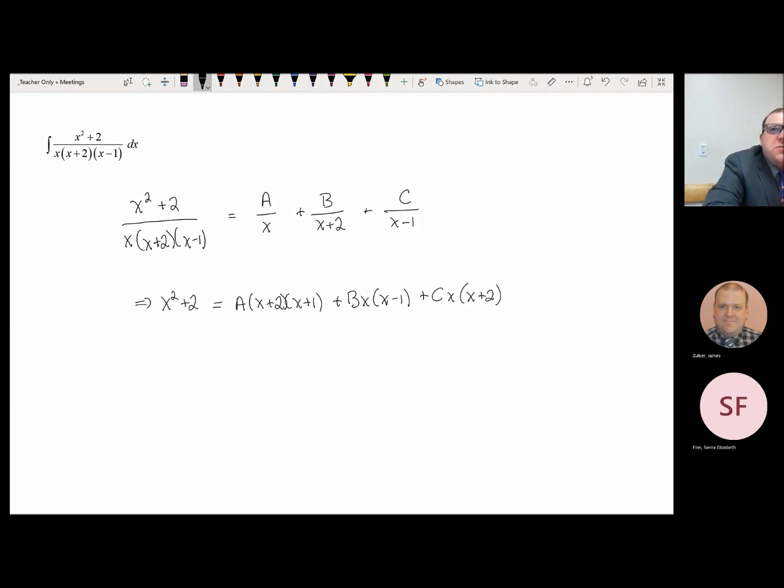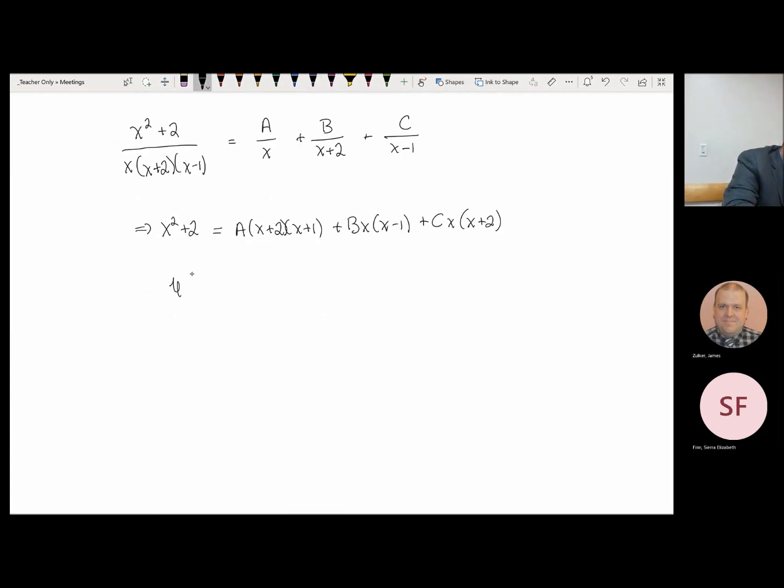The rest of these will have to be coefficient comparisons, so I'm just going to use the simple method again for this one. Both B and C have an x term, right? Let x be 0. That'll cancel out the B and the C, right? 0 squared plus 2 has to equal 2A. Means A has to be 1.